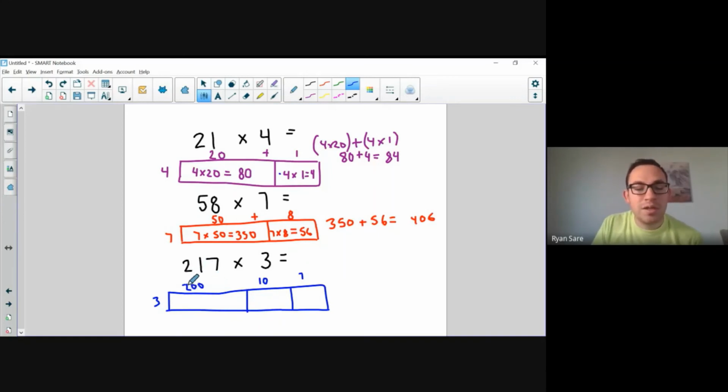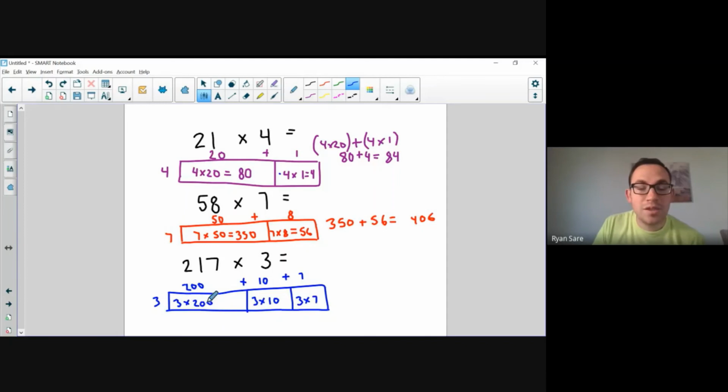So we're doing 217 times 3, so we split it up into 200 plus 10 plus 7. So we broke up those place values, and this would be 3 times 200 plus 3 times 10 plus 3 times 7.